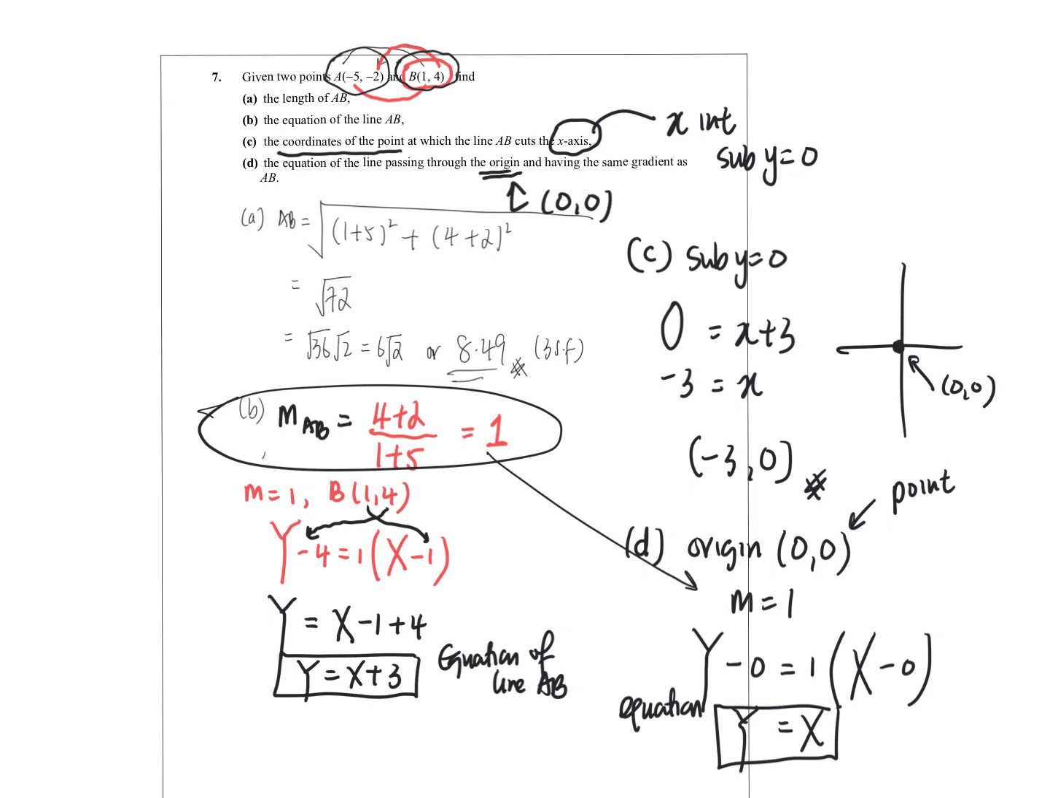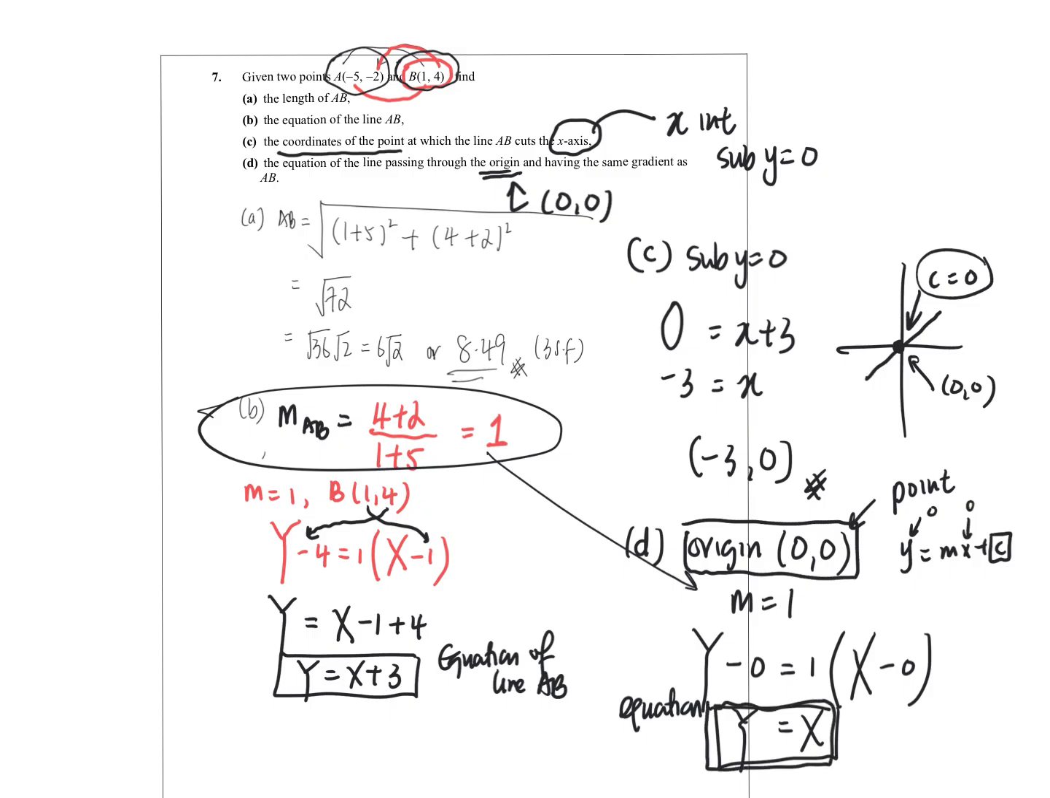And x equals to 0. If you use this, then this is 0, this is 0. It tells me y-intercept is 0. Or you don't want to use this: cuts the origin means the y-intercept is 0. So you can also straight away sub in C as 0. So you also get y equals to x, because gradient is 1, but y-intercept is 0. So you can also do that.